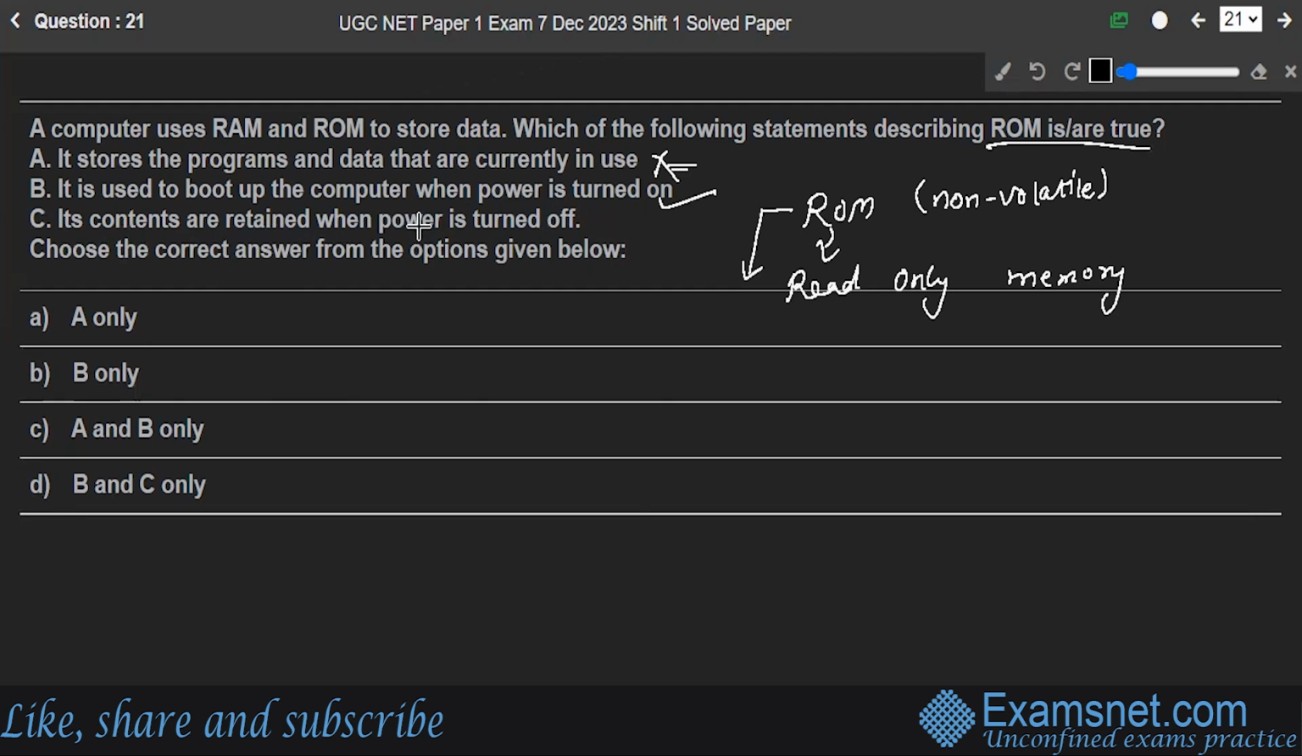Next, option C says its contents are retained when the power is turned off. Yes, this is what I told you. It's a non-volatile type of memory, so the contents remain there even when the computer is turned off. So this is right. That means you have B and C as the right answers. Option D is the correct answer to the question. Hope you got that. Let's move to the next question.